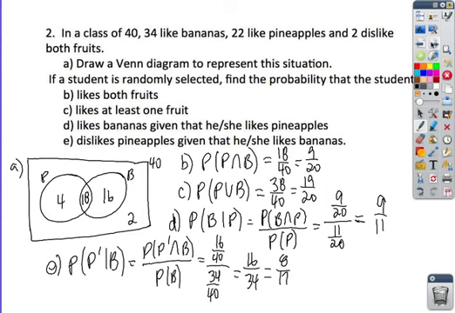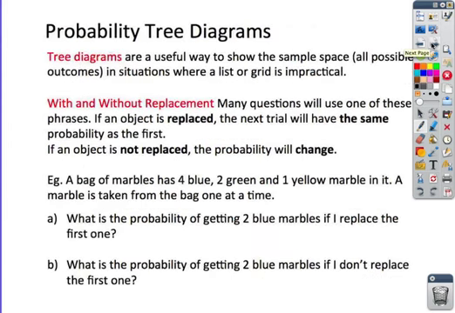On to probability tree diagrams. Tree diagrams are quite useful in a number of different situations, but it's usually with repeated trials, and where, like it says in the definition here, the list or a grid is impractical. And again, you'll start to get a feel for when trees are appropriate. Definitely required when, in cases of replacement or not replacement, they're definitely required in the not replaced case, okay, as the probabilities change from trial to trial.